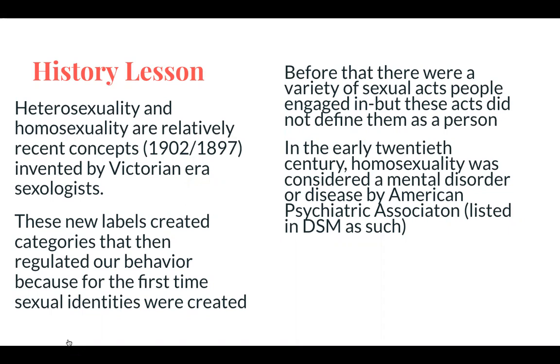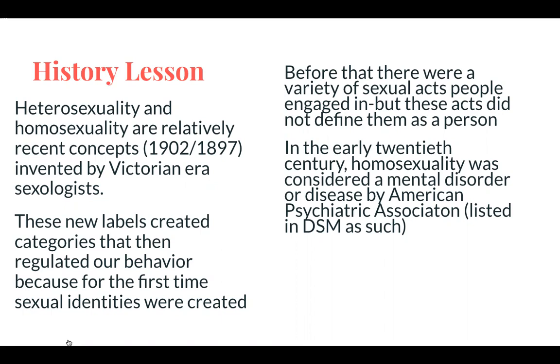It wasn't until the Victorian era, the late 1800s, early 1900s, that these terms were invented by sexologists. And it's worth noting that this time period is also when sexology as a discipline and a research interest began to take off, because people were studying sexual behavior in a more systematic way. And so they wanted to name what they saw as patterns in behavior. This is where we get the terms heterosexuality and homosexuality. And it's important because this is literally the beginning of sexual identities.